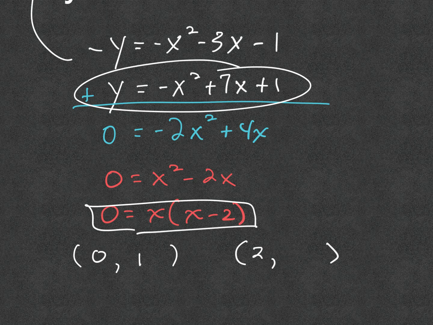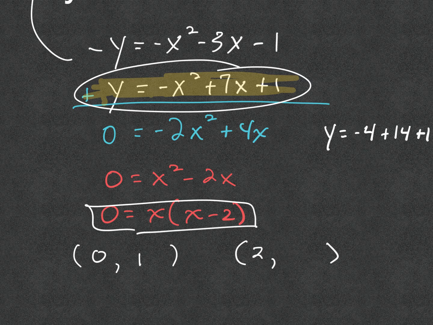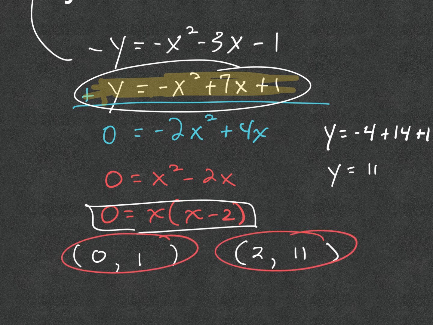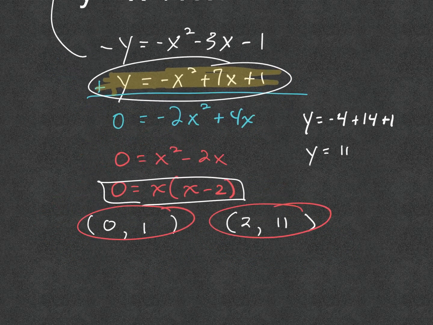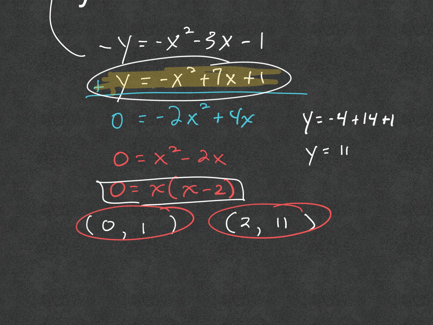Now, when I put the 2 into this equation, into what equation? Into this equation right here. Okay, when I put that 2 in, I'm going to get y equal to negative 4 plus 14 plus 1. Ooh, y is equal to 11. 2, 11. So what are my points? My points are 0, 1, and 2, 11. Is that what you got? Great.